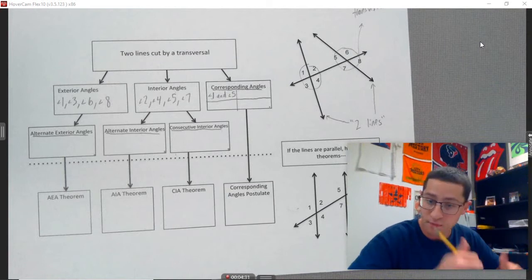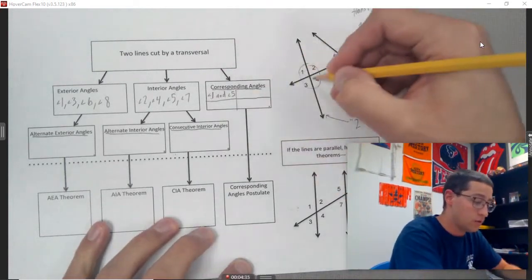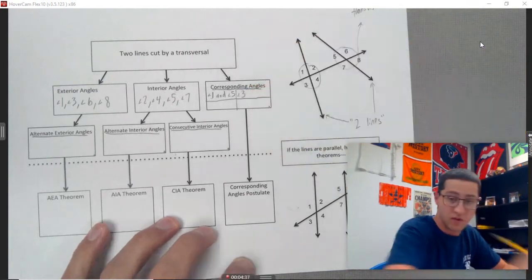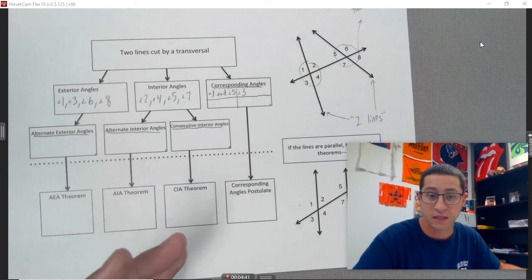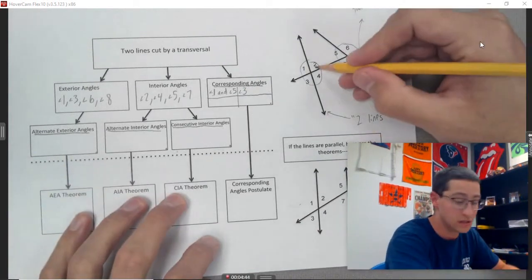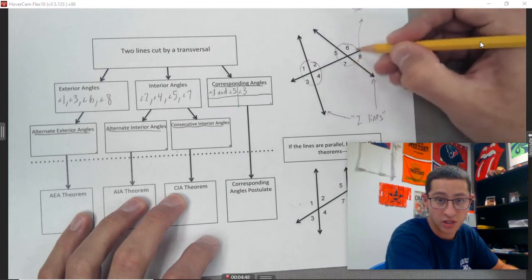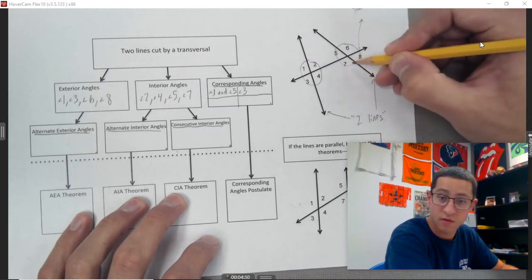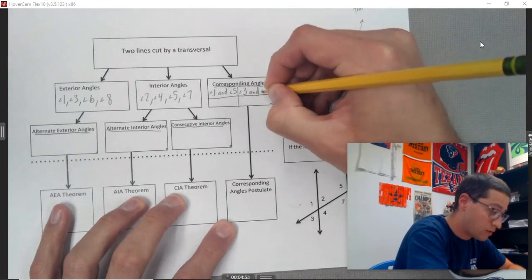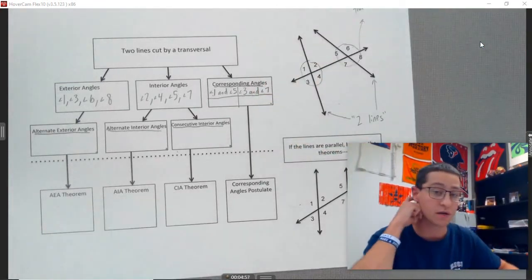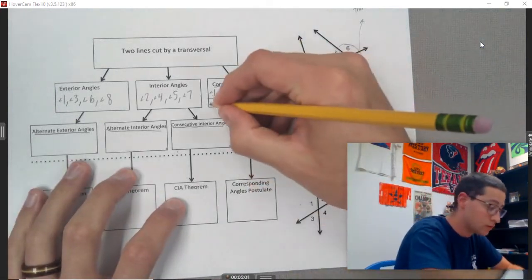There we go. Let's just do the rest. So angle 3. Well, think about what angle 3 will match up with. I notice that this one's in the bottom left. So I'm looking at my intersection, and this one's also in the bottom left. So 3 and 7 are corresponding. And then number 2, angle 2.